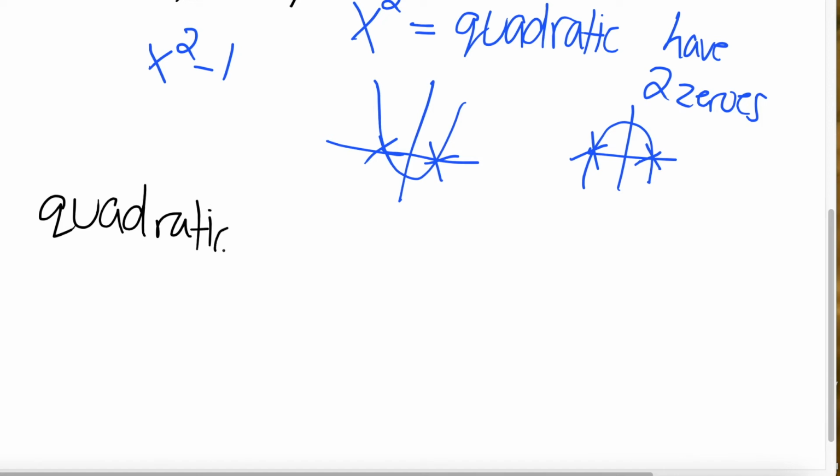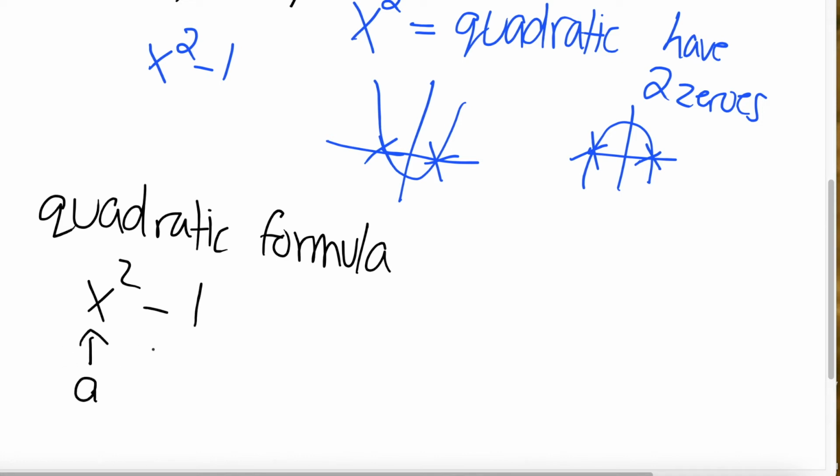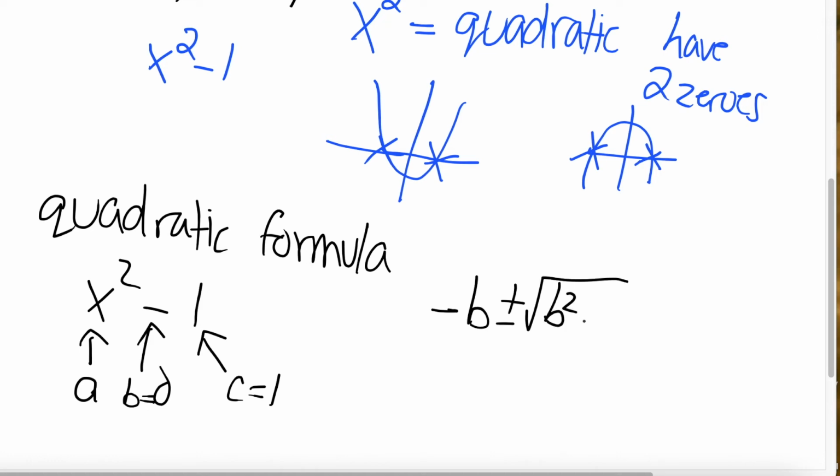Quadratic formula. So if we have x squared minus 1, we know that x squared is our a, our b is equal to 0 because there's no term here, and then our c is equal to negative 1. So knowing that, our quadratic formula is negative b plus or minus square root of b squared minus 4ac, all over 2a.